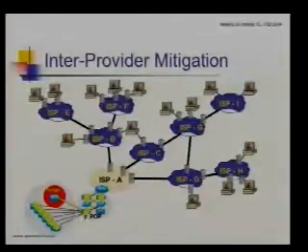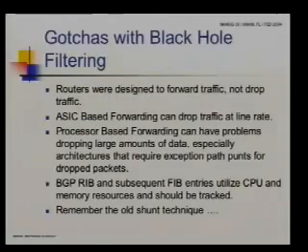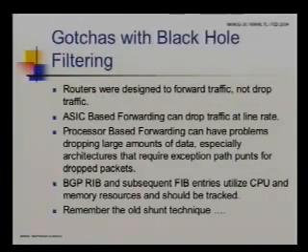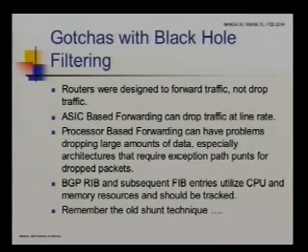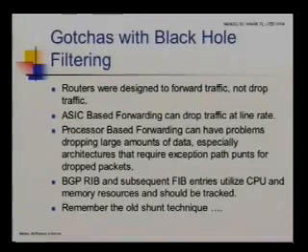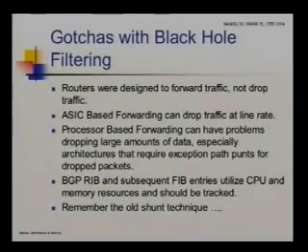So we got more providers setting up routes to null zero and black holing the traffic. Gotchas with black hole filtering. Routers were designed to forward, not drop traffic. ASIC-based forwarding can drop traffic at line rate. Processor-based forwarding problems, dropping large amounts of data, especially architectures requiring exception path punts for dropped packets.